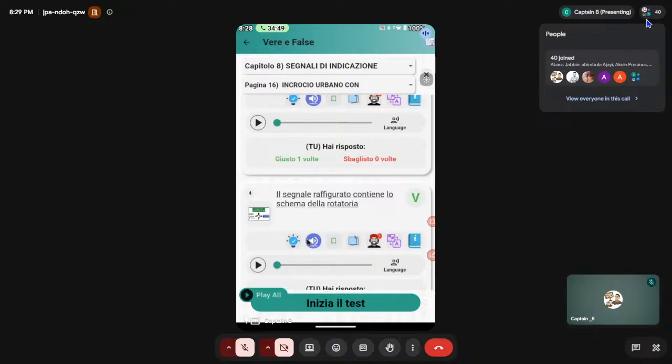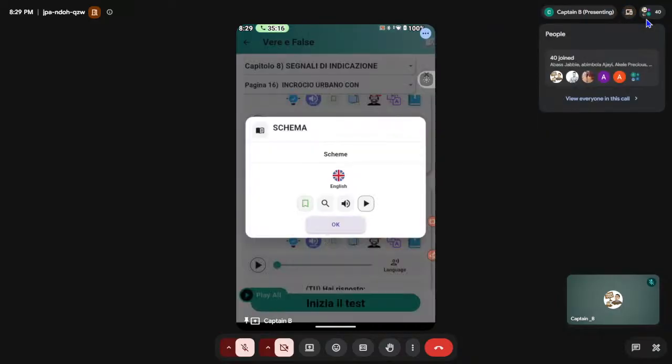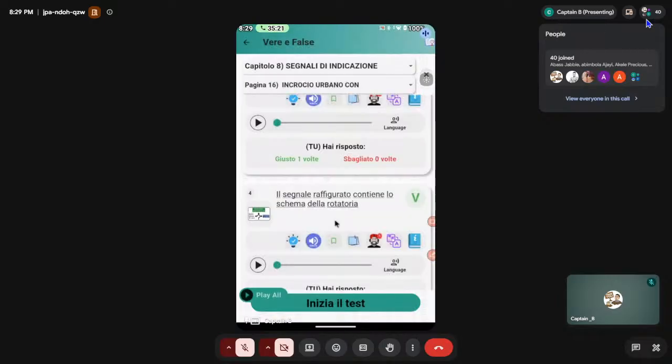Second. Il segnale raffigurato contiene lo schema della rotatoria. Now, the schema rotatoria is talking about how the roundabout is designed, okay? Good. It says segnale raffigurato contiene, okay, the components, all right? Lo schema, the way they create the roundabout. Della rotatoria, this is the design of the rotatoria, all right? It contains the design of the roundabout. That's what you are saying here. Yes, it is true, è vero.